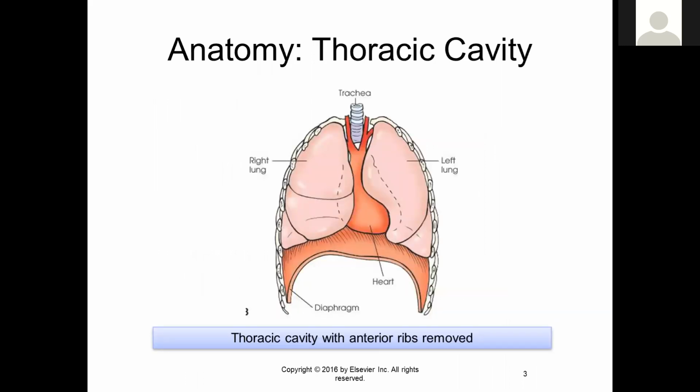This is a cutaway of the thoracic cavity. Just removing the anterior ribs, you can see the right and left lungs, and nestled in between them, the heart. The thoracic cavity is bordered on the inferior surface by the diaphragm, the muscle that separates the chest cavity and the abdominal cavity.